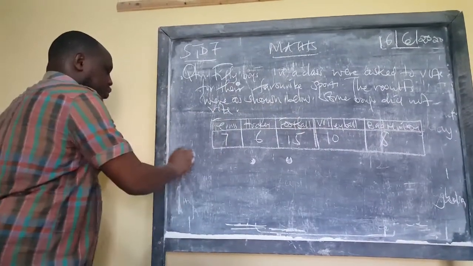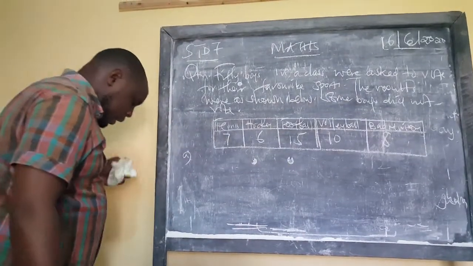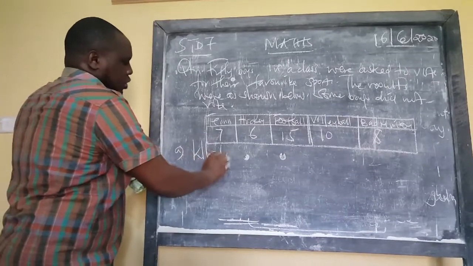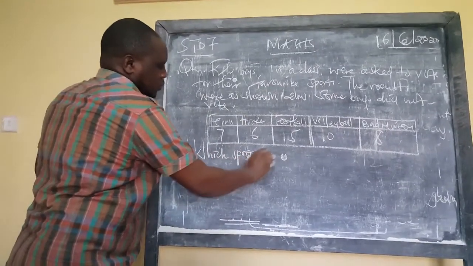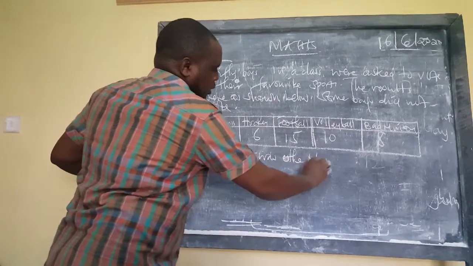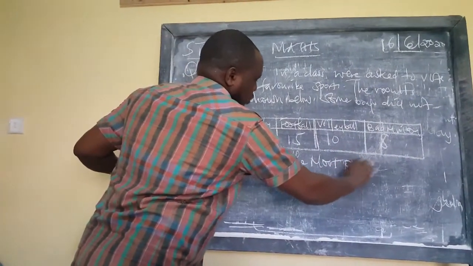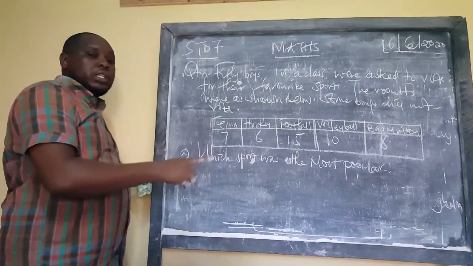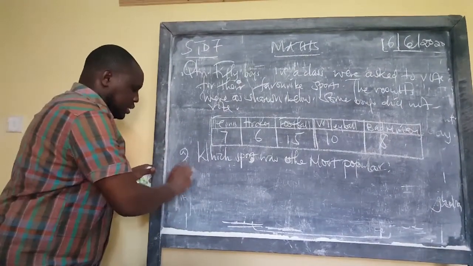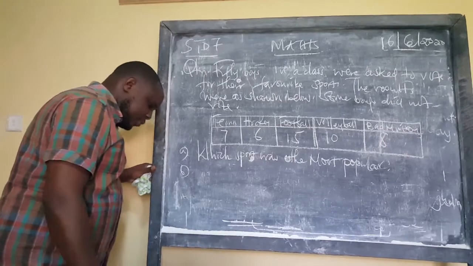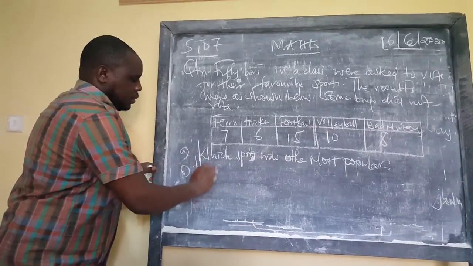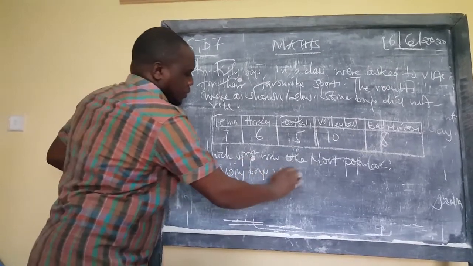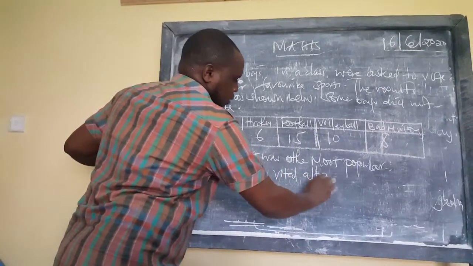Then the questions, I'm going to write the questions here also. A, which sport was the most popular? You remember me talking about popularity yesterday? Mode, the one that appears most. You're going to answer that. B, how many boys voted all together?